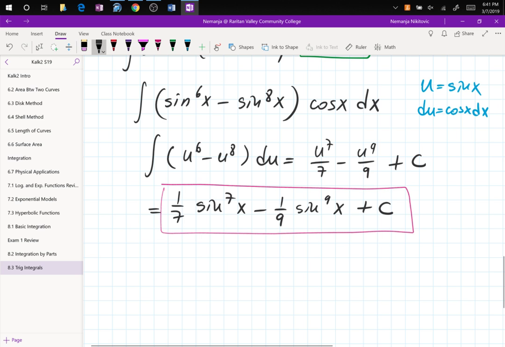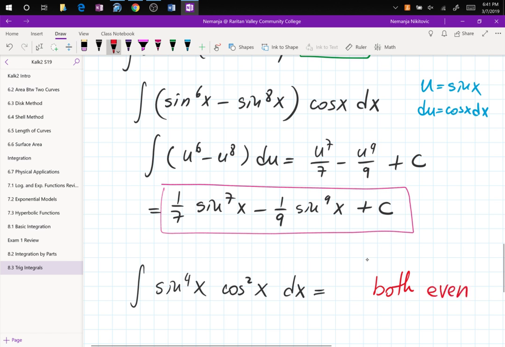Flavor number 2, both even. Integral sine 4x cosine squared x dx. What did I say? Oh my. Yeah, okay, we're done.